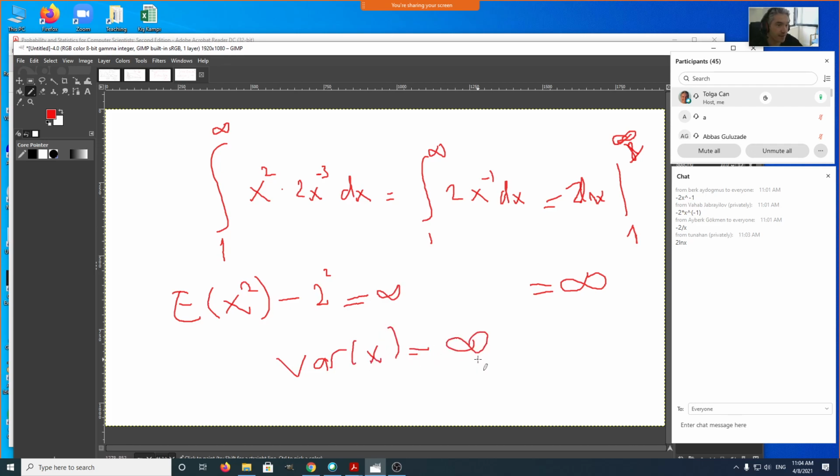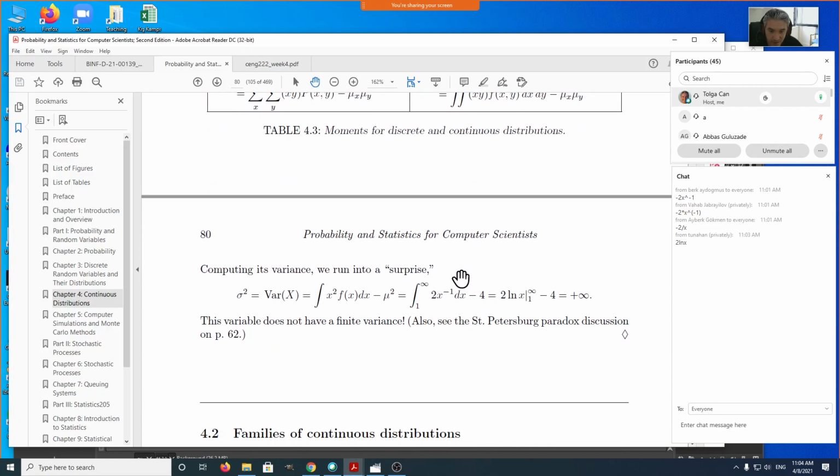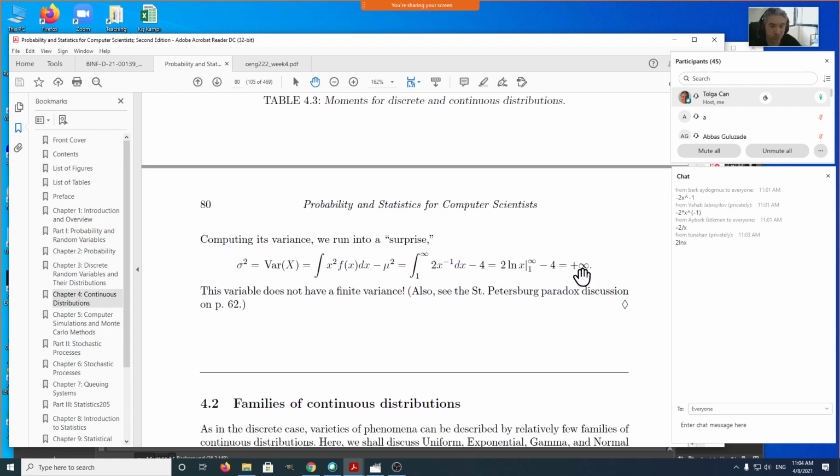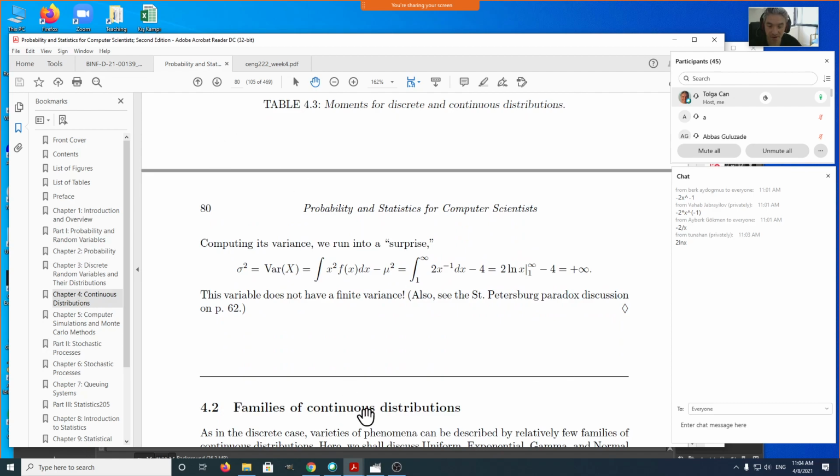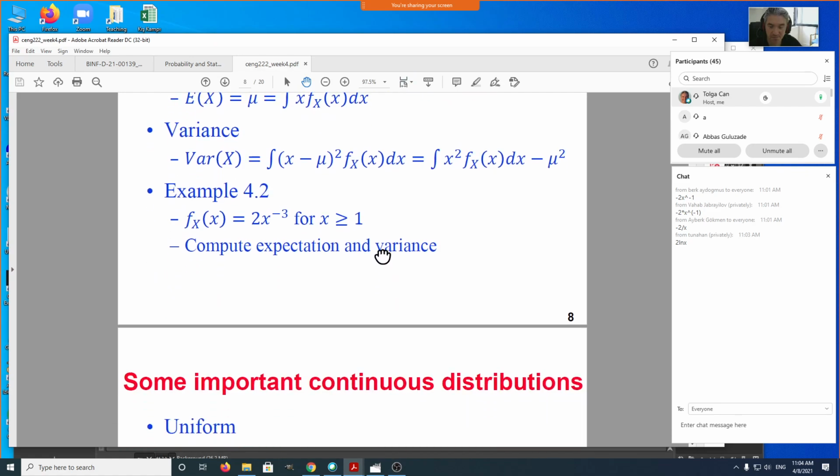So we have a continuous random variable with some interesting property, which is its expected value is 2, while its variance is infinite. So let's see, that's the case. Yeah, 2 ln x, it's exactly like what we have found. So we have an infinite variance random variable. All right, so let's continue.